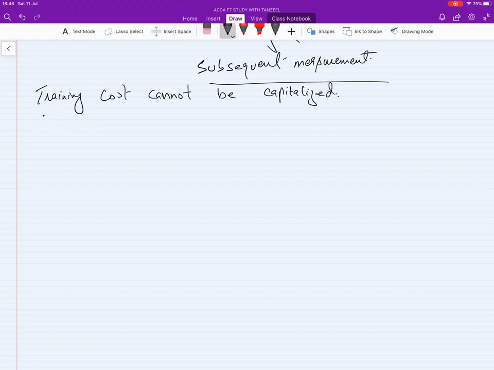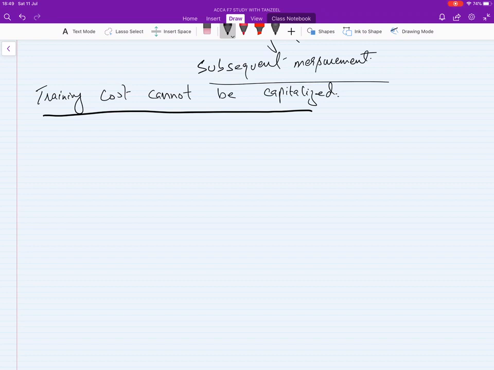First thing, training costs cannot be capitalized. If you have spent a million or 100,000 on training staff how to operate the machine, you cannot capitalize this expense. The reason is you do not have any control over the employees, because they can leave you in any way. They can leave you, they can die, they can leave you the next day.